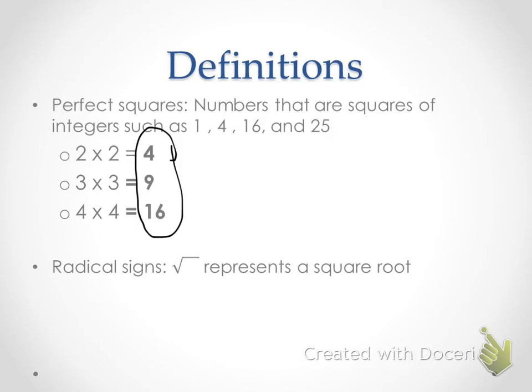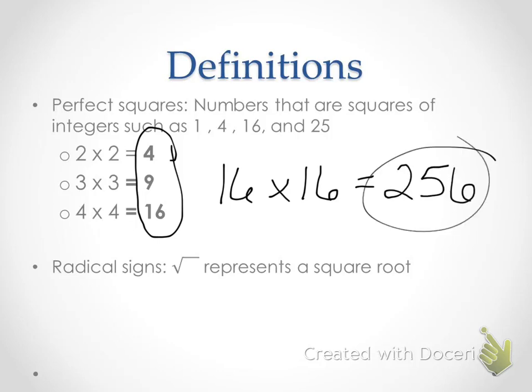Now, you can take any number and multiply it by itself. So let's do like 16 times 16. Someone do that in your calculator. What do you get? What's 16 times 16? What is it? 122. No, not even close. Put it in your calculators. Come on, I need to see everybody's calculator on your desk. It is 256. So I could say that 256 is a perfect square.